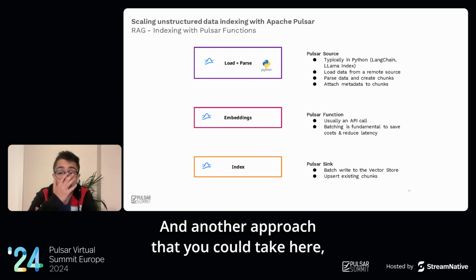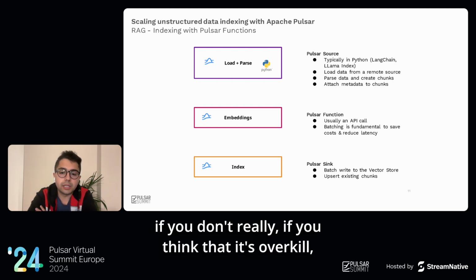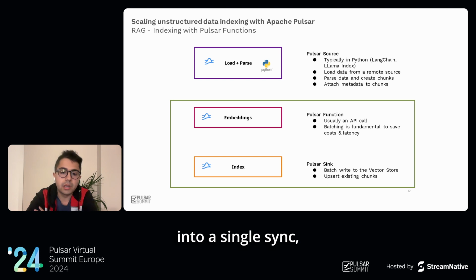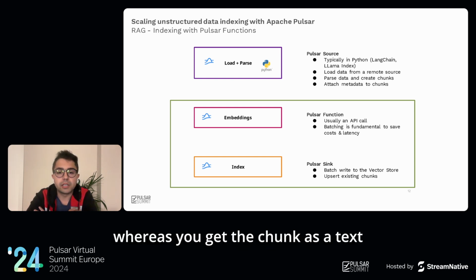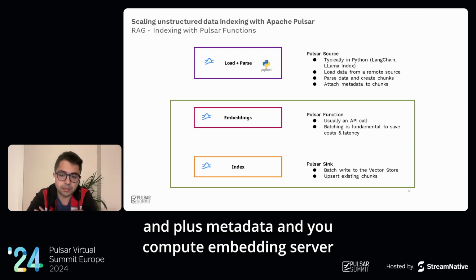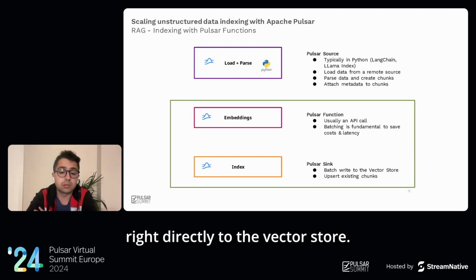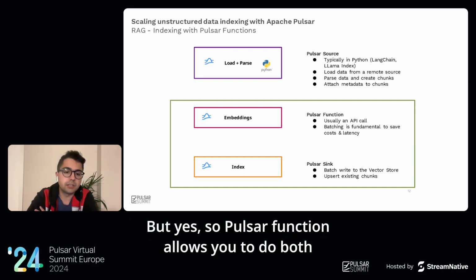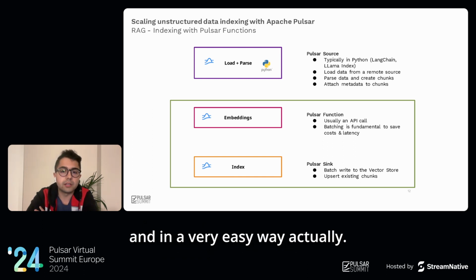Another approach that you could take here, if you think that is overkill, is to package together the function and the sink into a single sink, where you get the chunk as text plus metadata, and you compute the embeddings and write directly to the vector store. This could be another approach that has different trade-offs, but Pulsar Functions allows you to do both, and in a very easy way, actually.